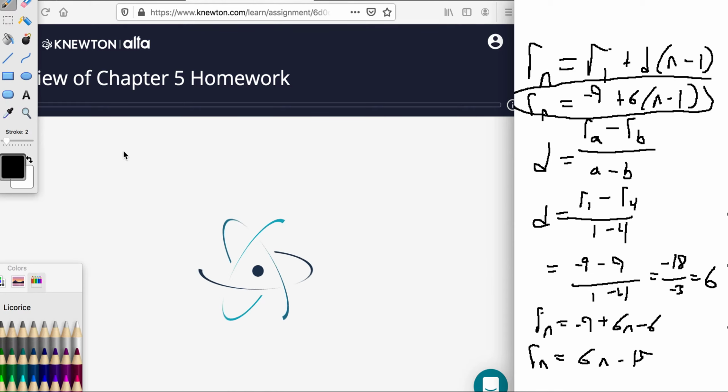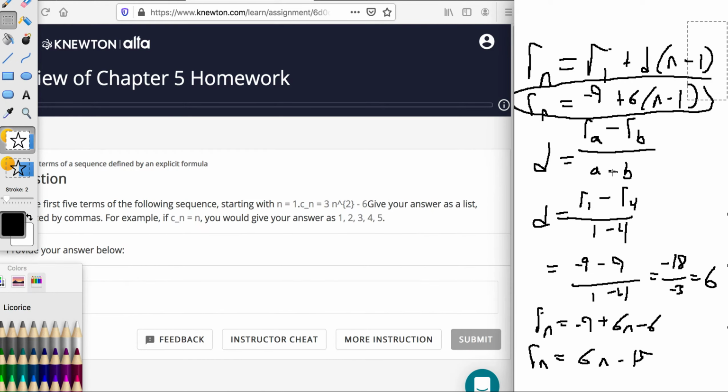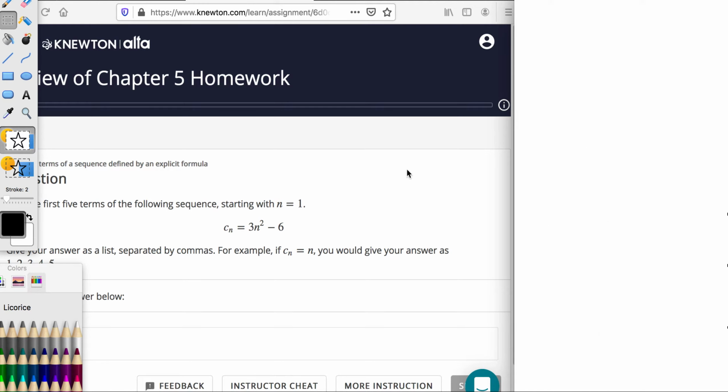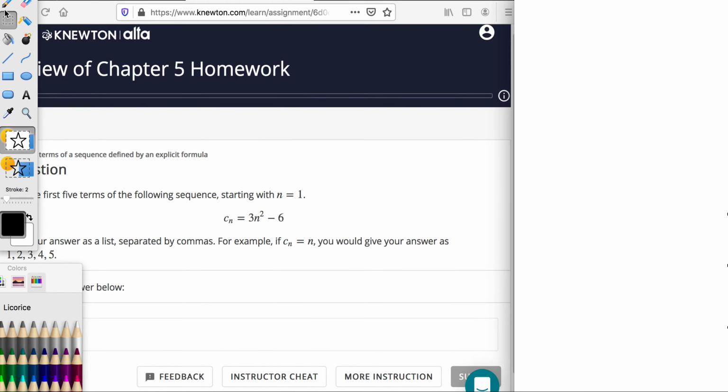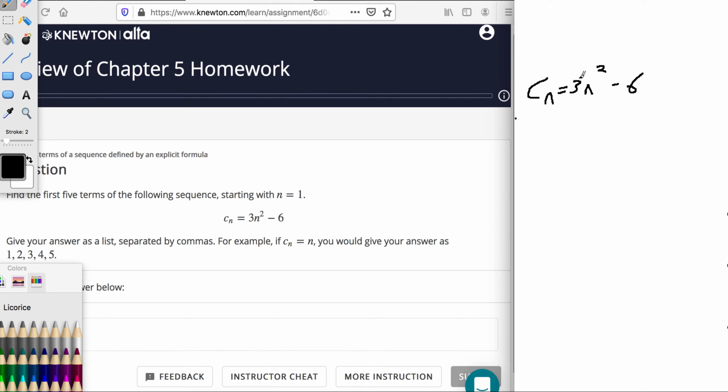Let's see what else we can find for problems here. To find the first 5 terms of a sequence, if they tell you c sub n equals 3n squared minus 6, this is the formula, the recipe that tells you all the terms of the sequence. So like c sub 1, c sub 2, we need to find the first 5. And all you're going to do is plug in what you have for n, like n equals 1 in this one.